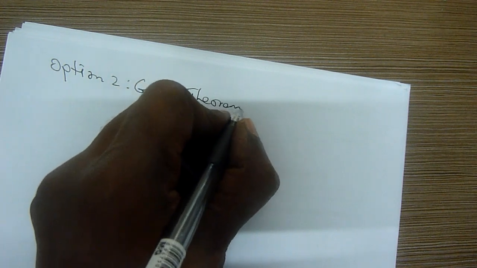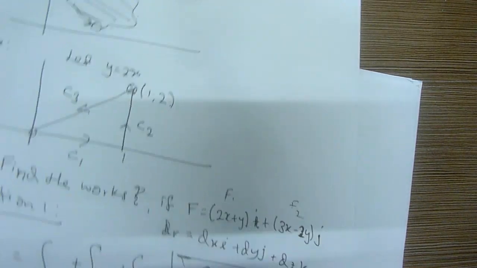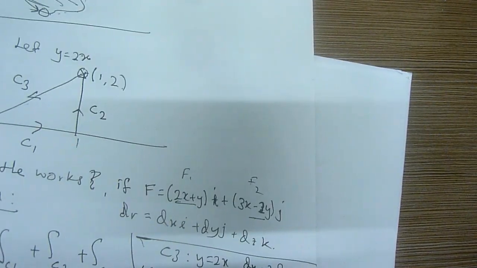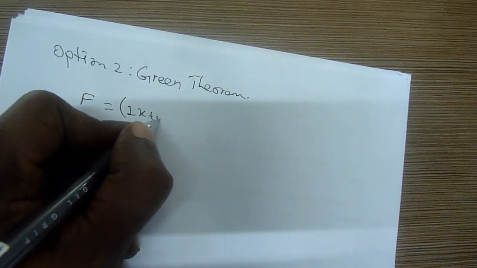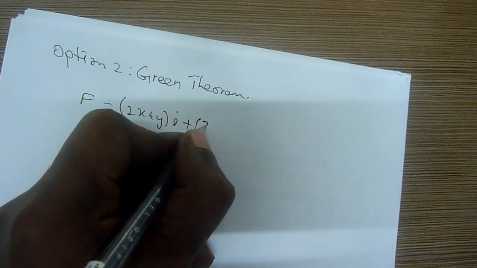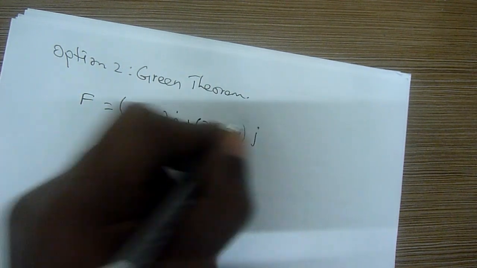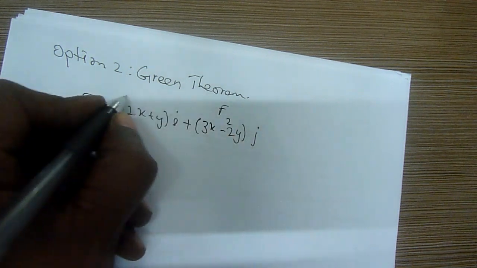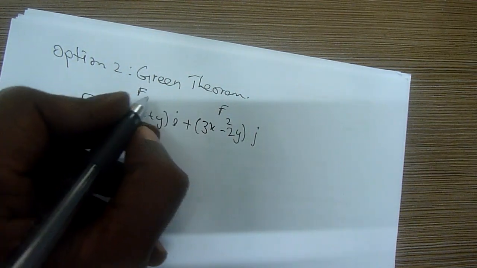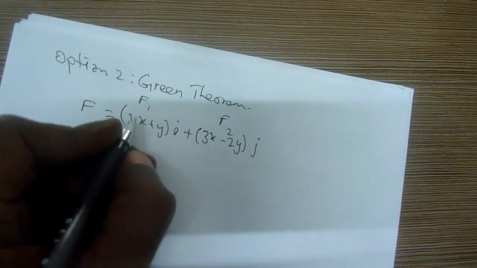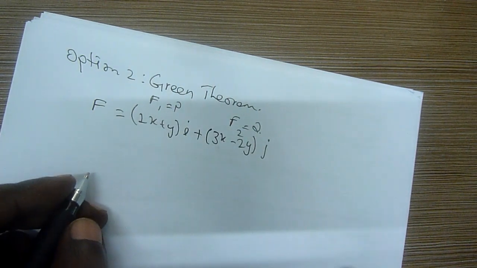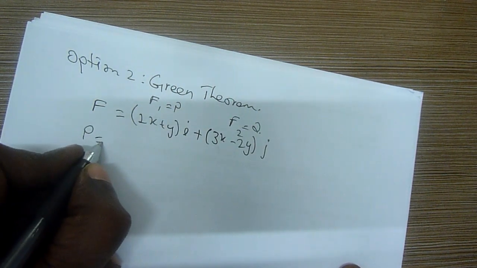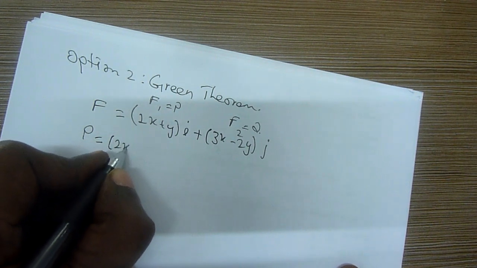We use Green's theorem whereby we know our F1 and F2, right? Just let me write. F is 2x plus y i, 3x minus 2y j. This is F2, F1. Or can I say PQ? Let me stick to PQ because the formula I gave you uses that. P equals 2x plus y.